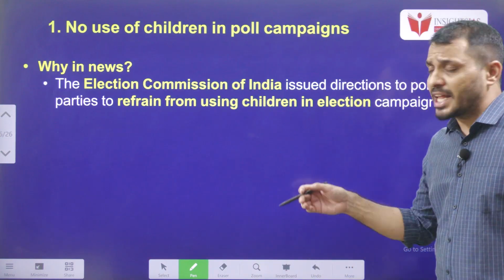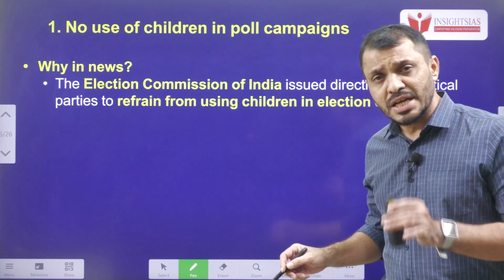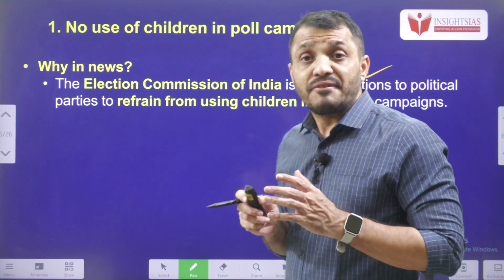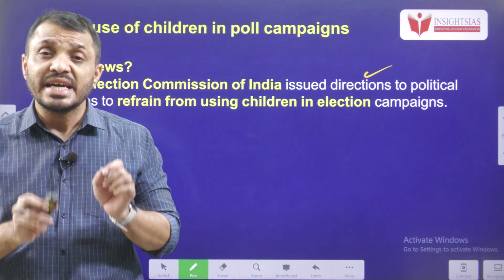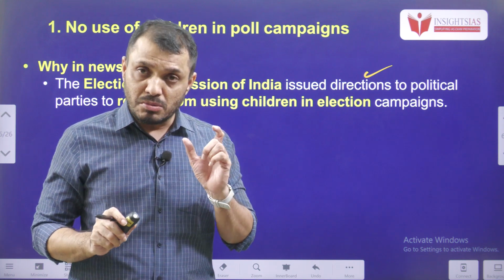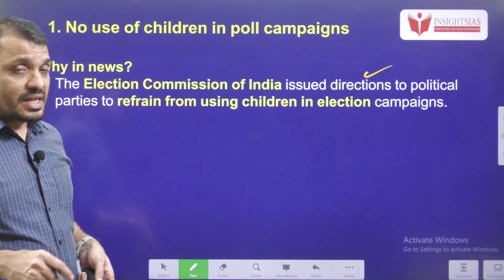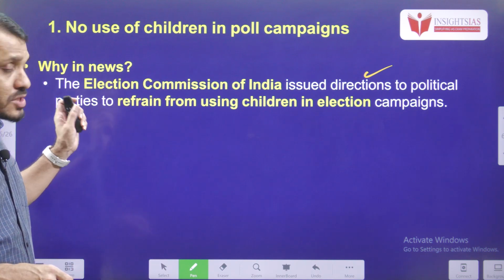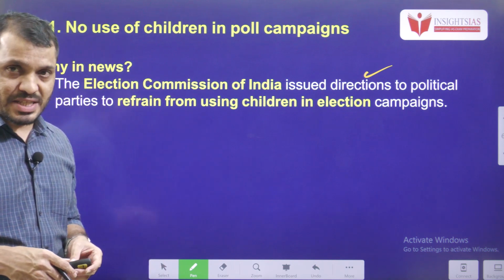Next, the Election Commission of India issued directions to whom? To political parties. You know that, students, every political party has to register with the Election Commission of India. Each and every party. Otherwise, that party would not be allowed to participate in elections. And they gave directions to political parties to refrain from using children in election campaigns.